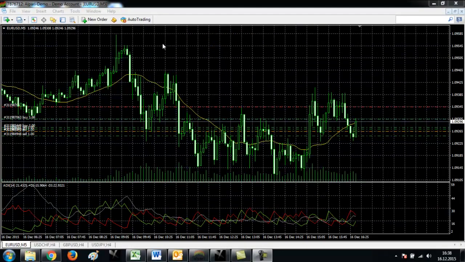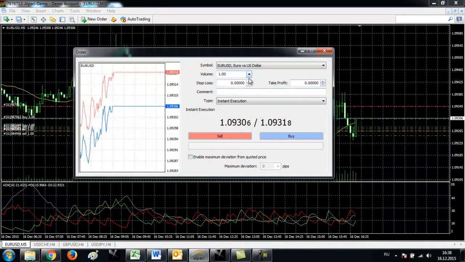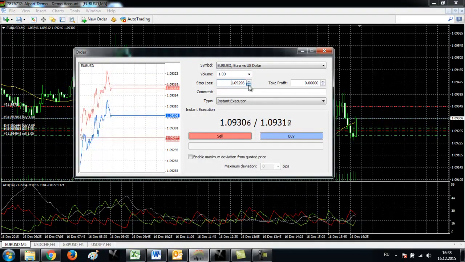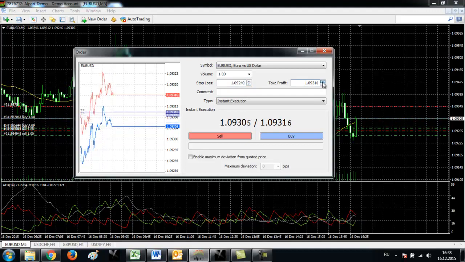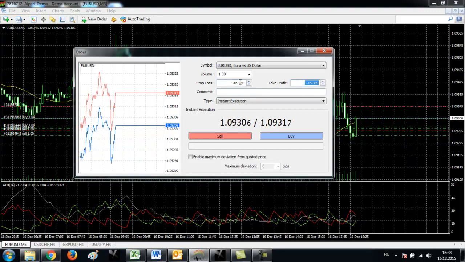Let's look at the purchase and sale, opening and closing positions. In MetaTrader you can do it quite simply. You can open a new order, then you can set stop losses. For example, let's put a little more. Let's set the take profit a bit more as well.